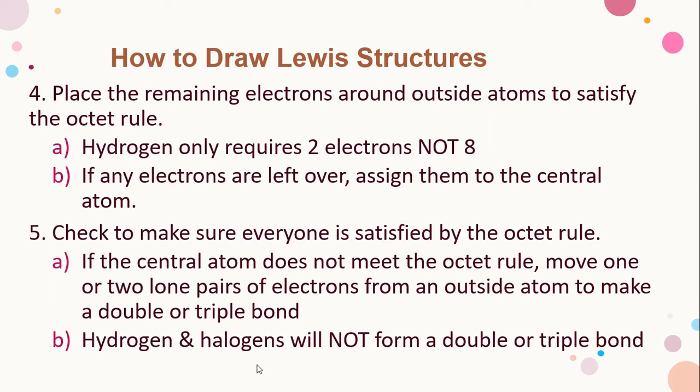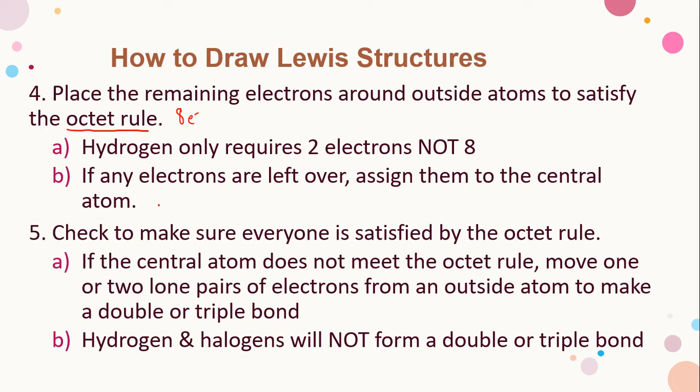Step 4 says place the remaining electrons around the outside atoms to satisfy the octet rule. And just to clarify the octet rule, this is where we want 8 electrons around all of our atoms. Hydrogen only requires 2 electrons, not 8. And the reason for that is because its closest noble gas is helium. Now, if there are any electrons left over, we put them on the central atom. And the reason for that is because sometimes certain elements have expanded octets, and so it's okay to have more than 8 electrons around it.